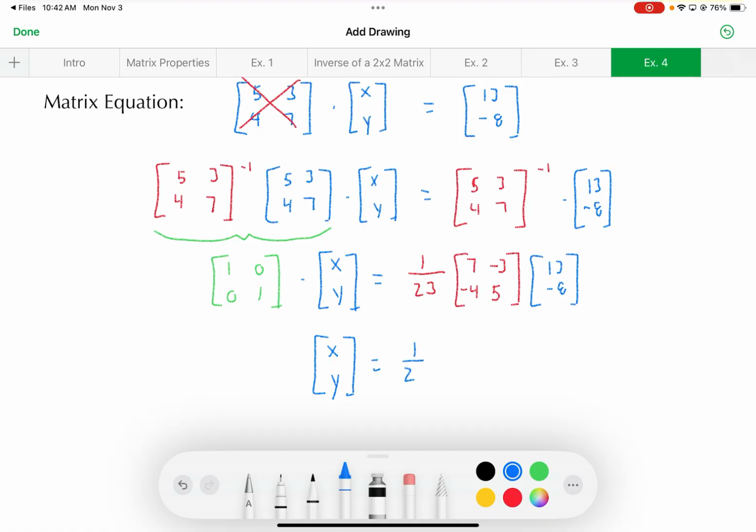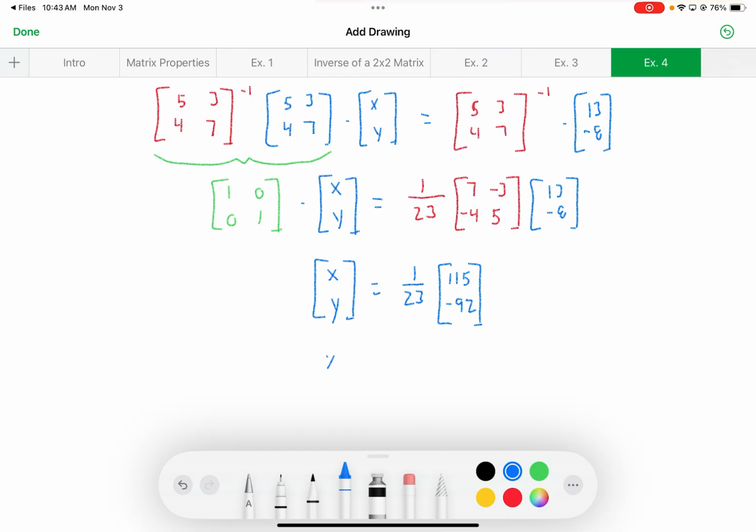Save the scalar of 1 over 23 for the end. Okay, a 2x2 times a 2x1 is going to create a 2x1. So 7 times 13, added with -3 times -8 is going to give you 115. And then -4 times 13, added with 5 times -8, it's going to give you -92.